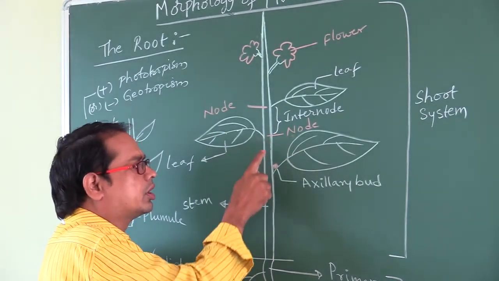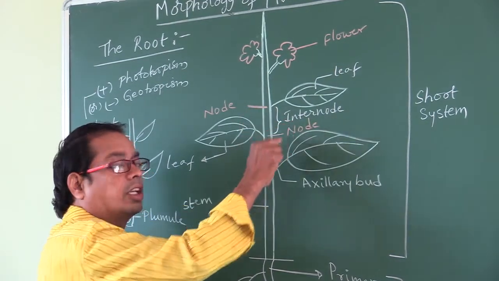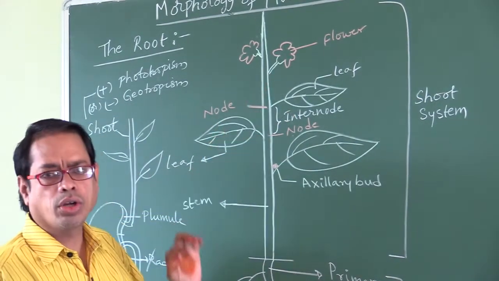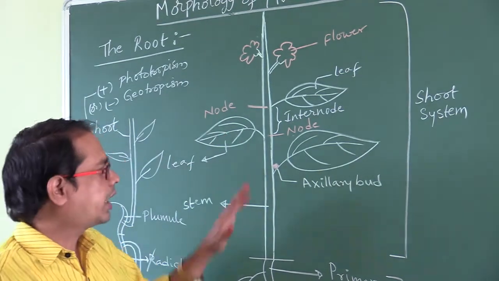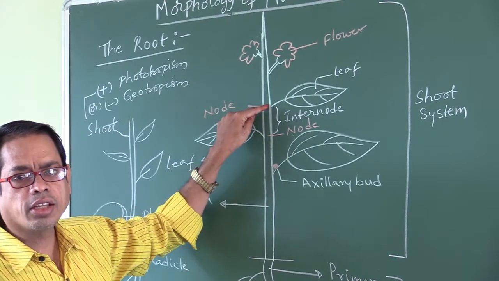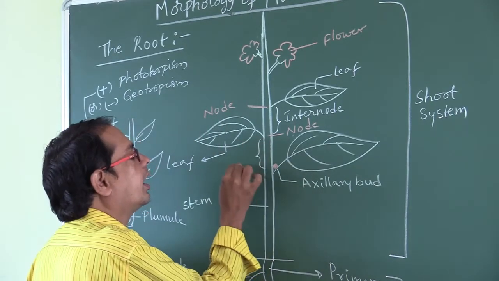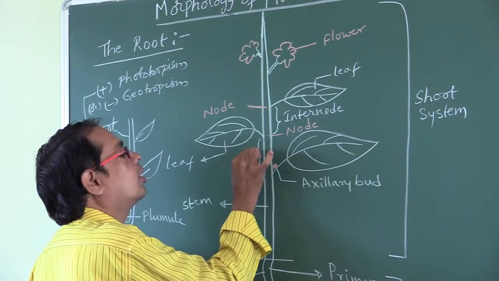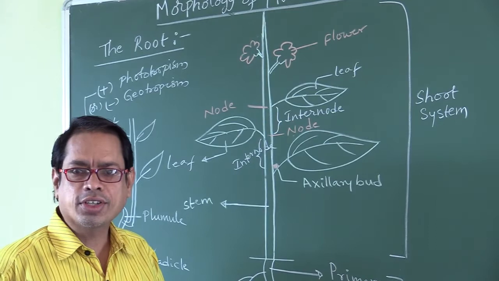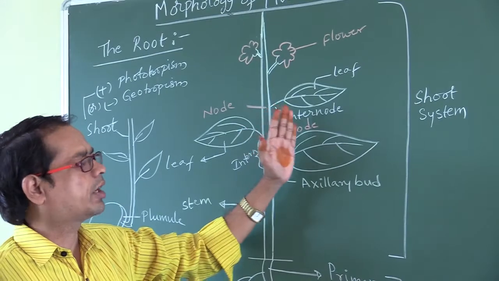So this is node, this is node, this is node. The distance between two successive nodes is called internode. How many internodes? Number of nodes minus 1 is equal to number of internodes. Let us suppose in this diagram 1, 2, 3. How many nodes are there? 3 nodes are there. And this is also another internode. Number of nodes 3. Number of internodes 2.